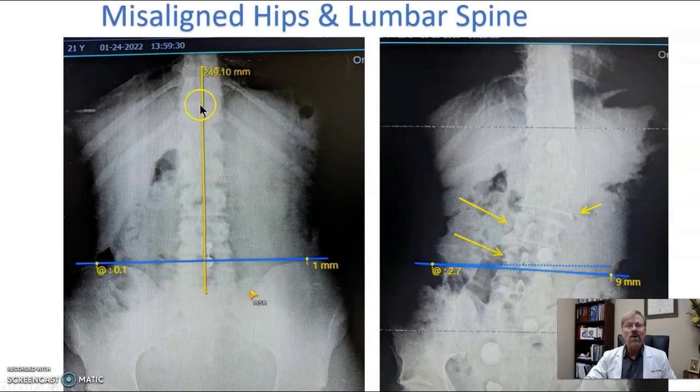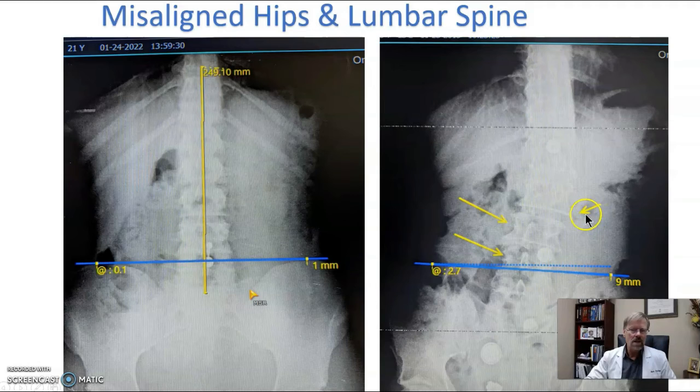Now we're going to look at a normal x-ray on the left and an abnormal x-ray on the right. So look how off the hips are. I've drawn a line from the top of one hip bone to the other, and it's 9 millimeters off. And look at this crooked spine. So you have to know that if your spine is out of a line like this, it's going to create muscular imbalances. It's going to create pressure on the discs as well as the vertebra.